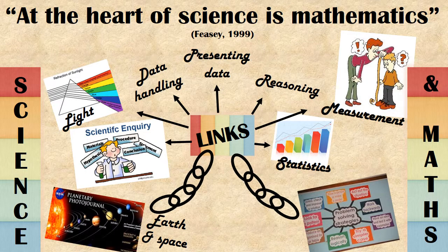A theoretical stance, such as Feasey's 1999, suggests that at the heart of science is mathematics. In support of this, Hiscock 2012 stated, "The way that teachers approach science and mathematics can greatly influence their relationship." She also noted that mathematics skills can be applied to science and that the two subjects should be interrelated to consolidate children's skills in different contexts. As you can see, the slide depicts the links between the two subjects, including number, inquiry, problem solving, data handling, reasoning, measurement, statistics, and presenting data.